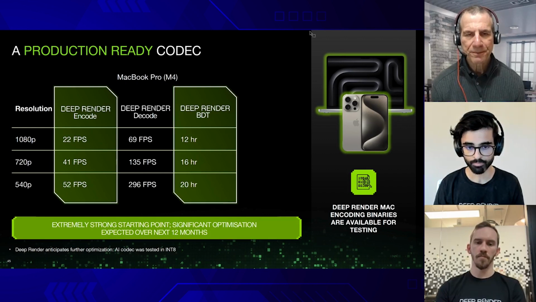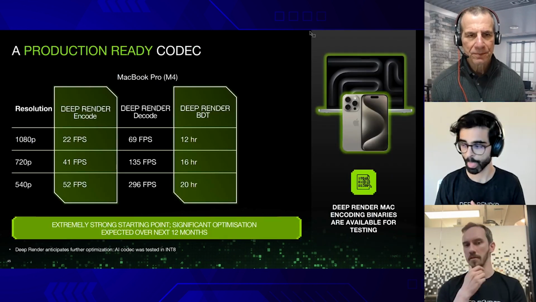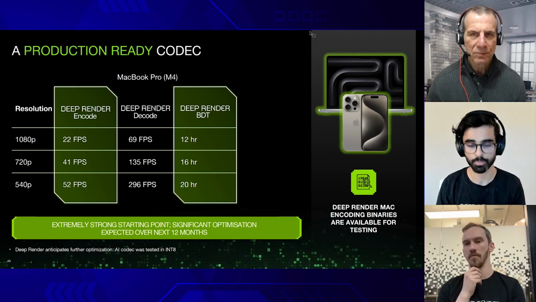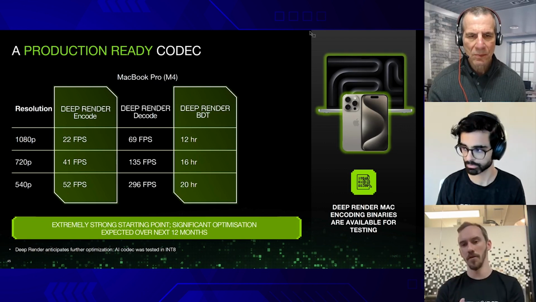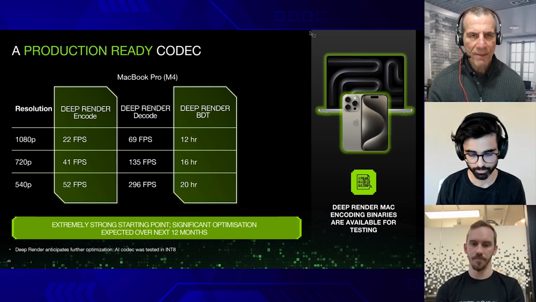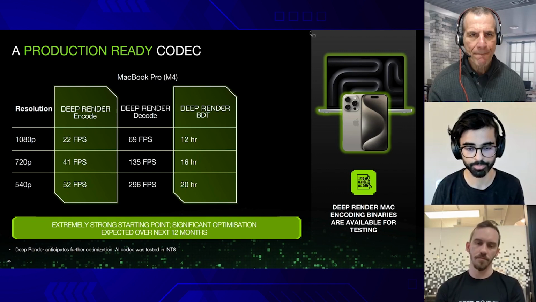Just jumping in there, it is also possible to run on the GPU, and we have done so before. We have been running on consumer-grade GPUs as well, and we can reach reasonable encoding and decoding speeds, closing in on 30 FPS on GPUs as well. But obviously, ANEs are where we thrive and where we want to run our models.